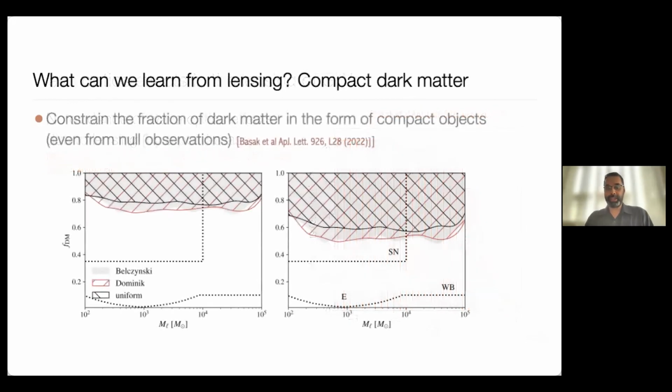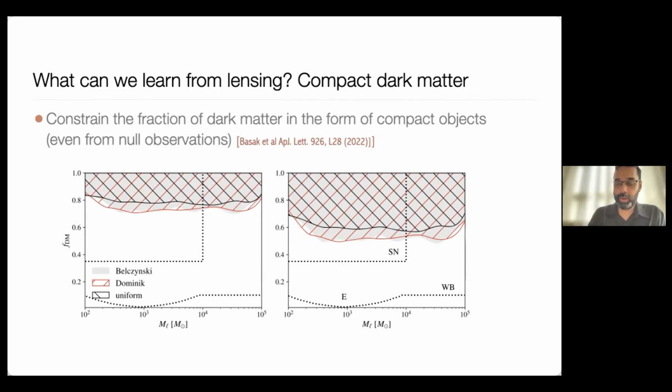And this non-detection can actually be used to put a constraint to bound the abundance of high mass compact objects that could be forming dark matter. Here the idea is that if the dark matter is comprised of compact objects in the mass range of about 10 solar masses to 10,000 or 100,000 solar masses, then these compact objects would introduce microlensing effects in the gravitational signals that we have observed. At least a fraction of them should show these microlensing effects.